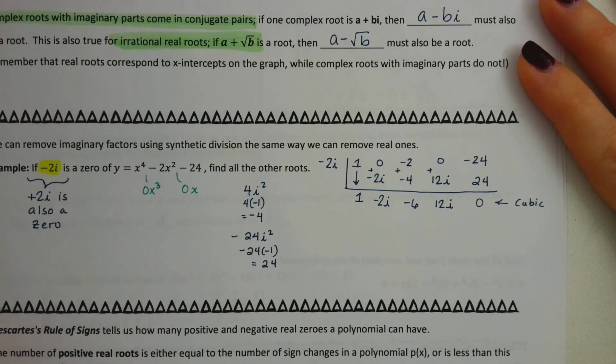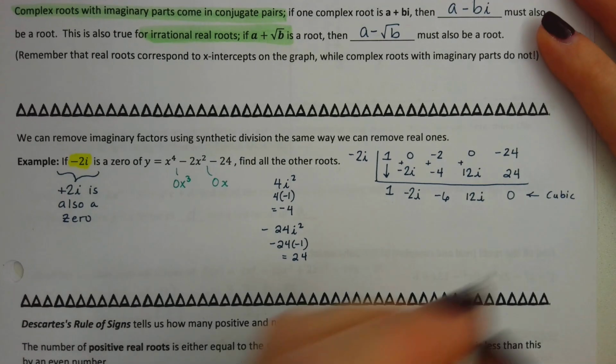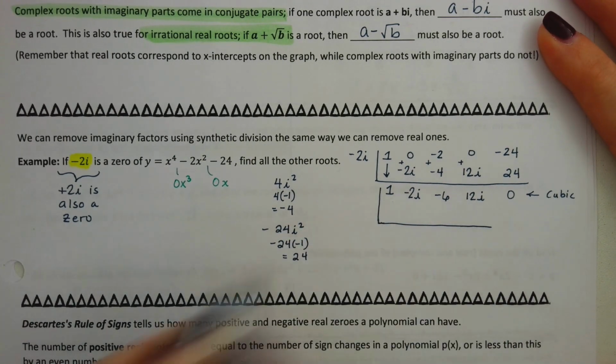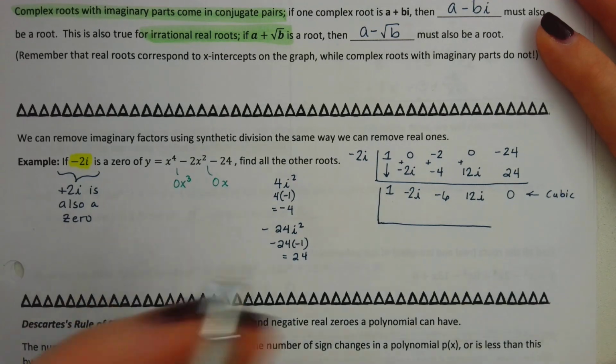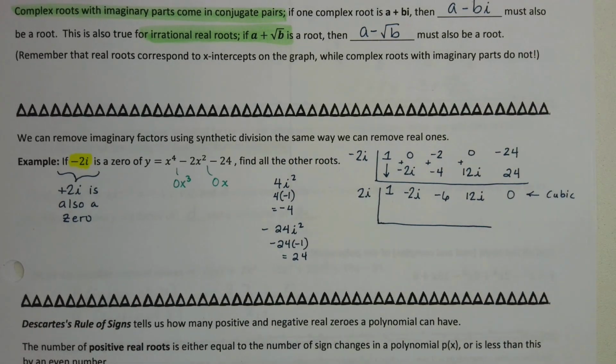What was the second one that we found? Positive 2i, right. And we're going to build the synthetic division right onto here. You don't have to do a whole new one. Just build it on. Okay, and this time I want to take out positive 2i. Okay, everybody setting it up?